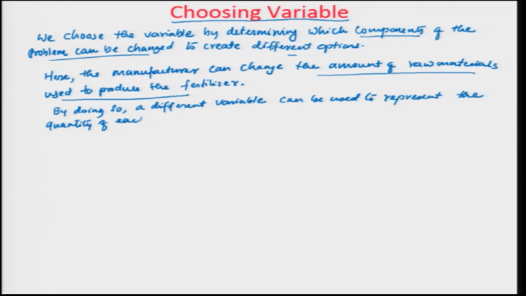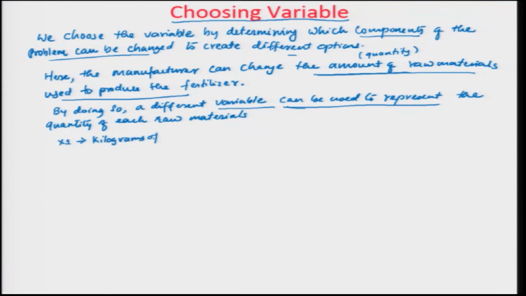So since the manufacturer, all he can do is change the amount or quantity of the raw material. When we say amount, we are also thinking about quantity of the raw material, so that the fertilizer can be produced. We can use a variable to represent the quantity of the raw materials. So the variables will be, let's say we define the first variable as x1, which denotes the kilograms of limestone.